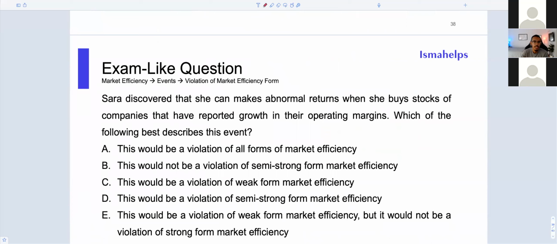So this is an event type of question, and we're going to look for a violation. It's a kind of strange sentence out of context. Sarah discovered that she can make abnormal returns when she buys stocks of companies that have reported growth in their operating margins. Which of the following best describes this event? Is this a violation of all forms of market efficiency? A violation of the semi-strong form? A violation of the weak form? Or would this not be a violation? Is it A, B, C, D, or E?